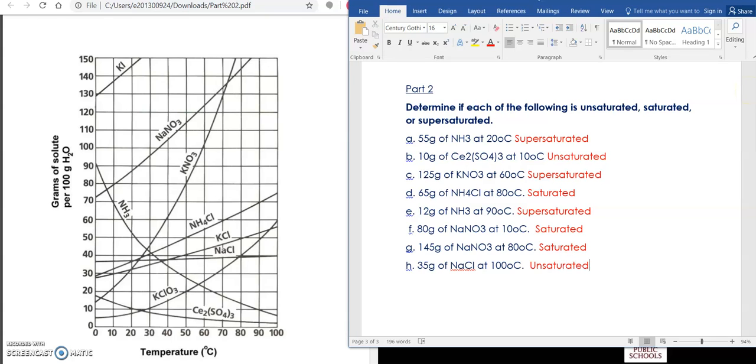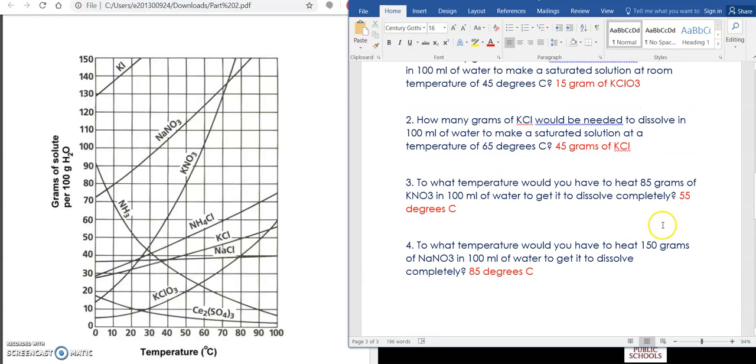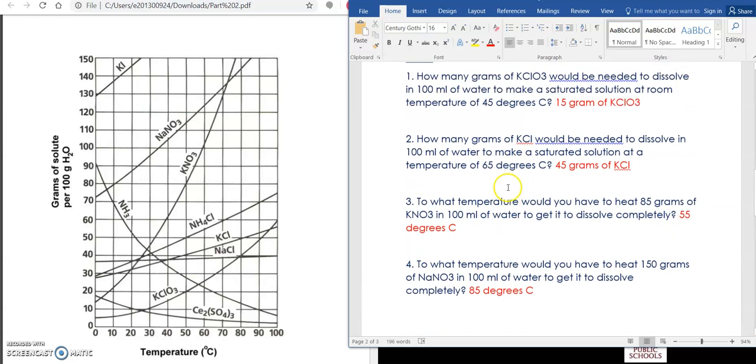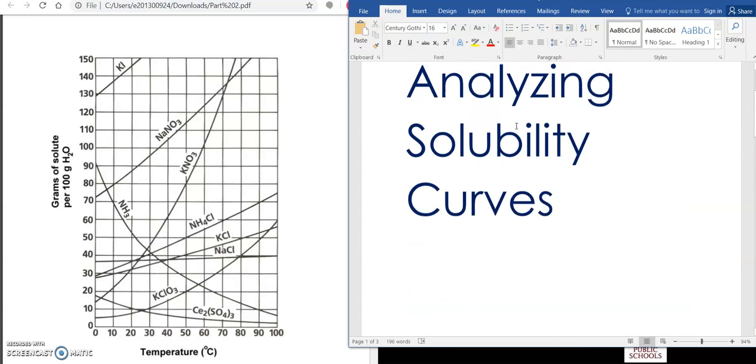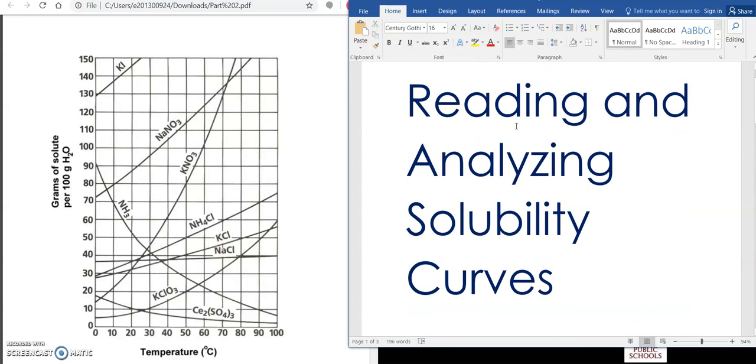So for today's lesson that you will turn in, you need to be able to identify if something is saturated, unsaturated, or supersaturated based on where its saturation line falls in the solubility curves. You also need to be able to identify what temperatures would be needed to dissolve certain amounts, or what amount would be needed to dissolve at a certain temperature. That's everything I have for you today for reading and analyzing solubility curves.